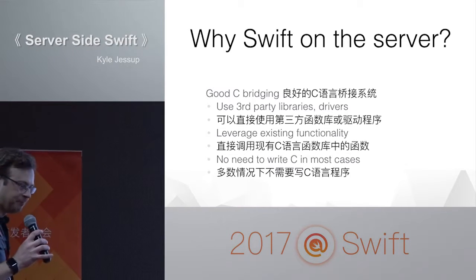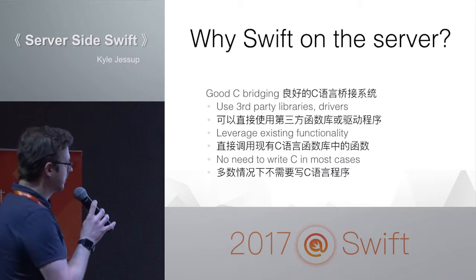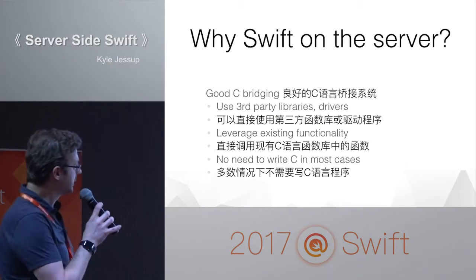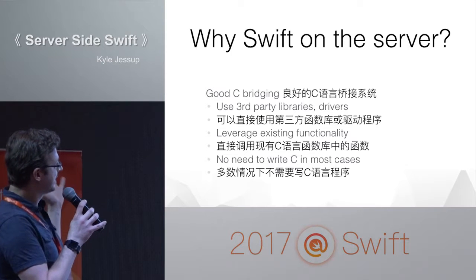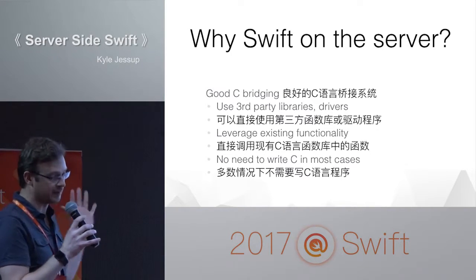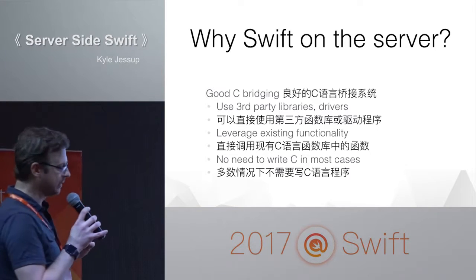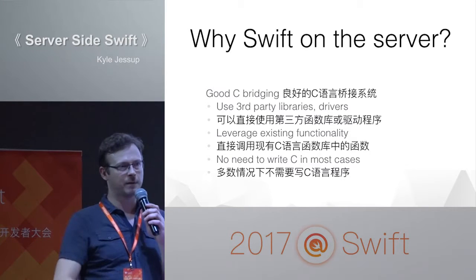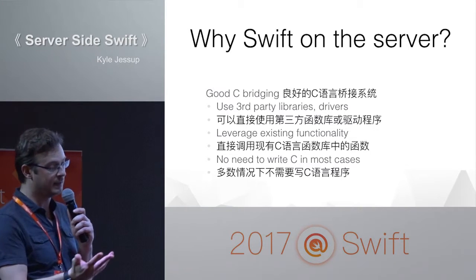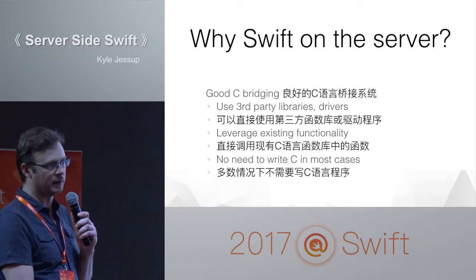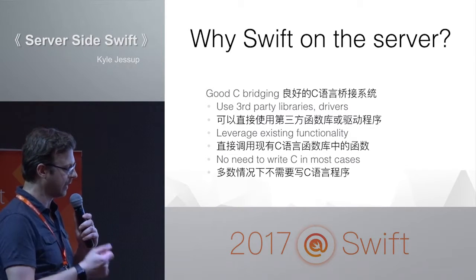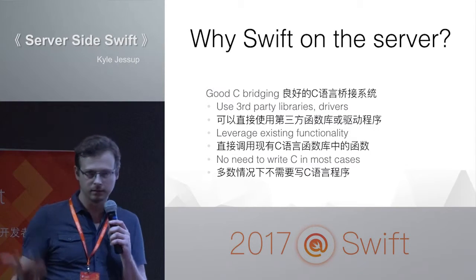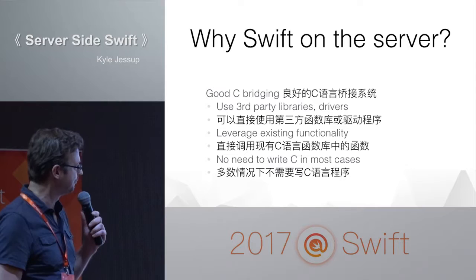Another reason which maybe a lot of people might not consider as being too important, but we found it as being quite vital in what we try to accomplish here. Swift has very good C bridging, and this means that you can import existing libraries, drivers, software written by other people in C, and very easily bridge that into Swift and take advantage of that functionality. Usually you don't have to write C yourself.